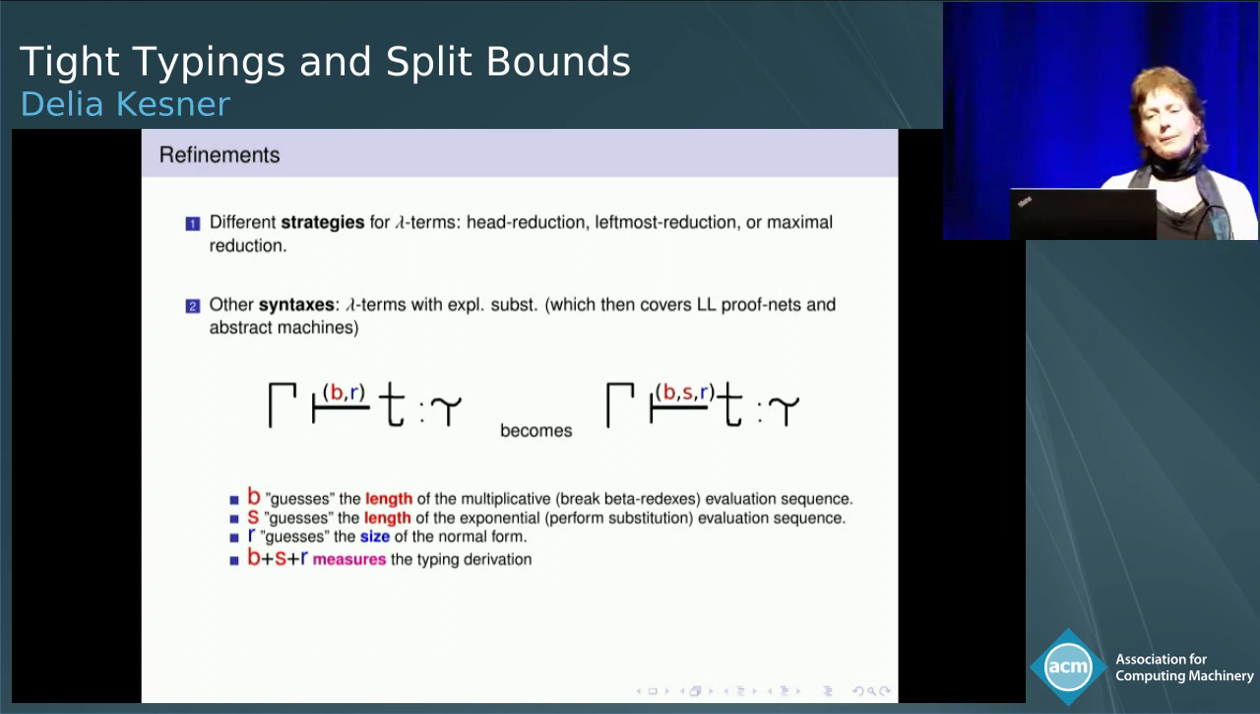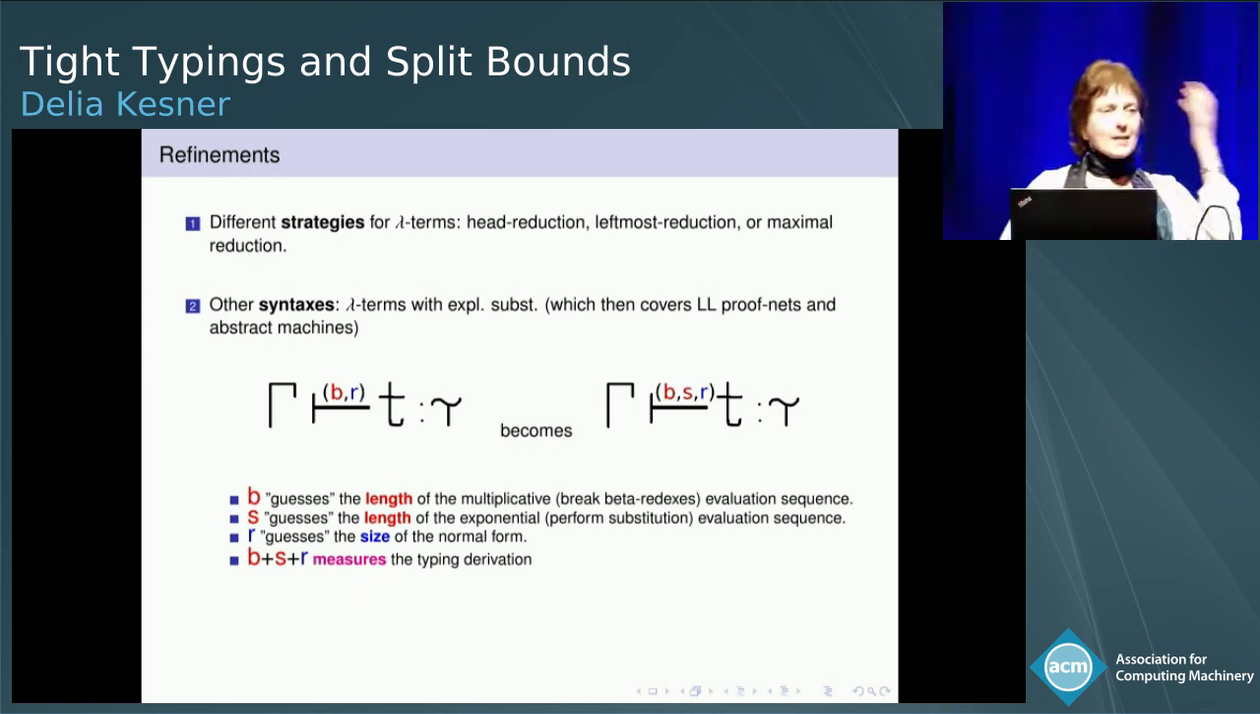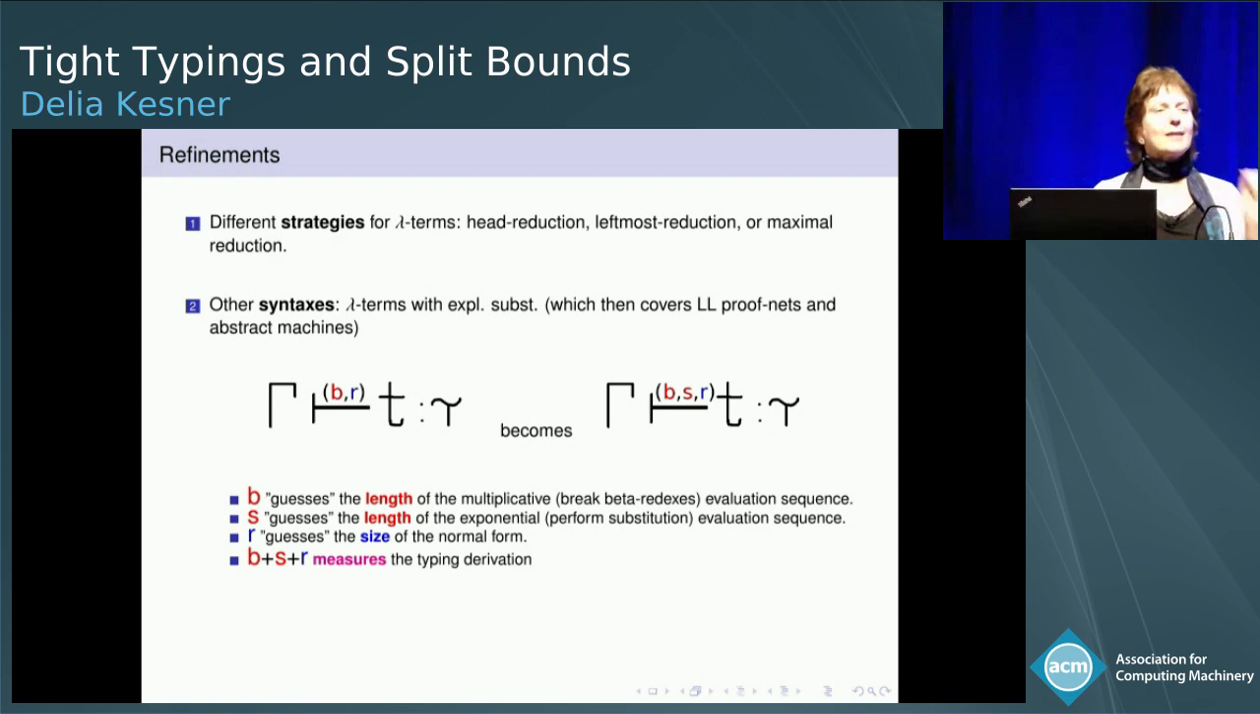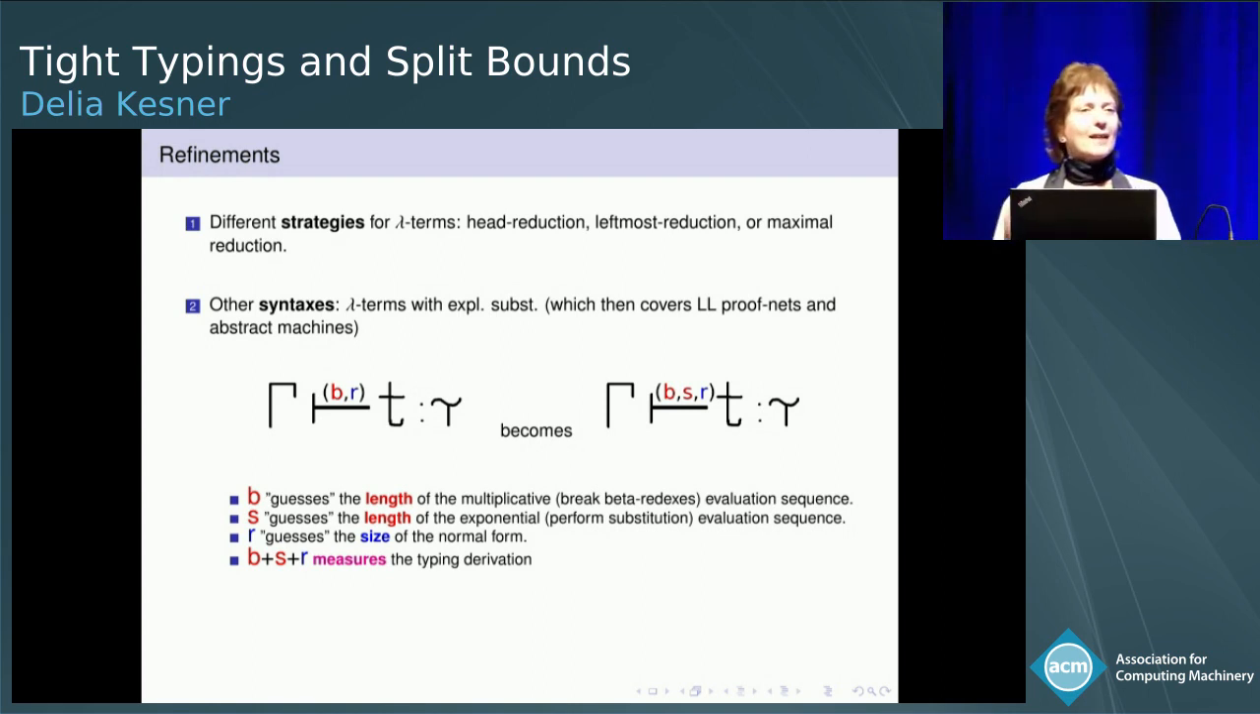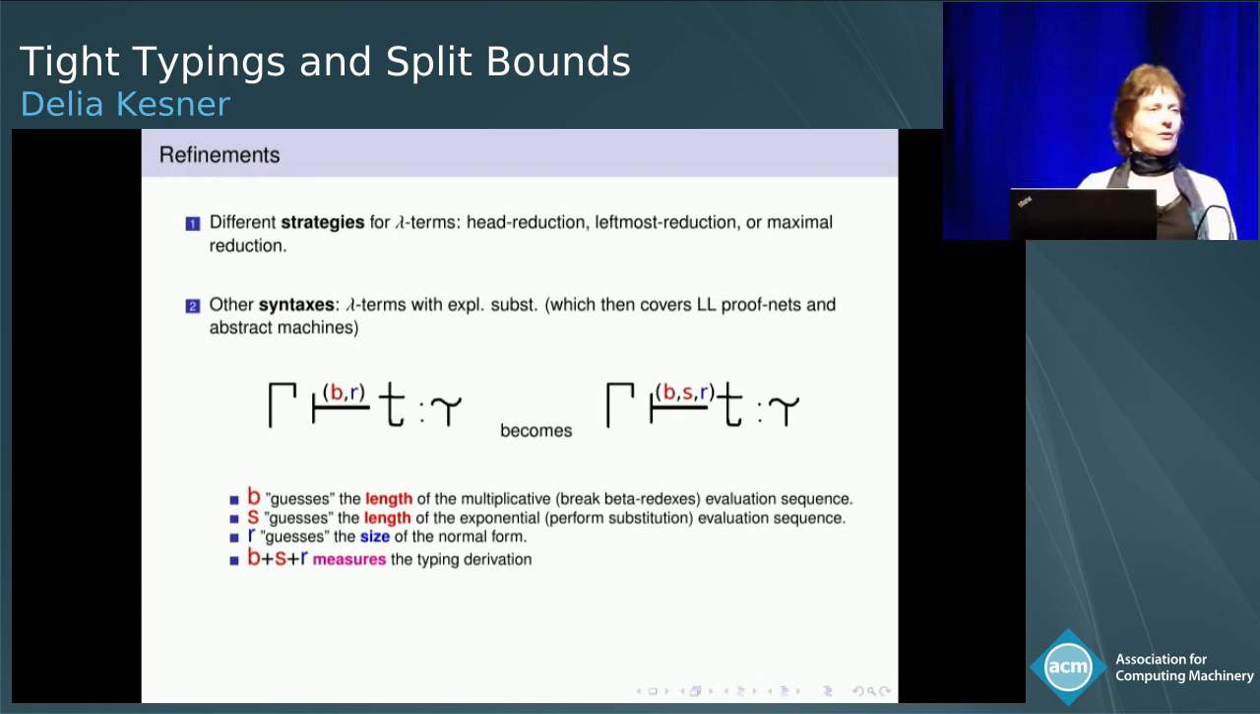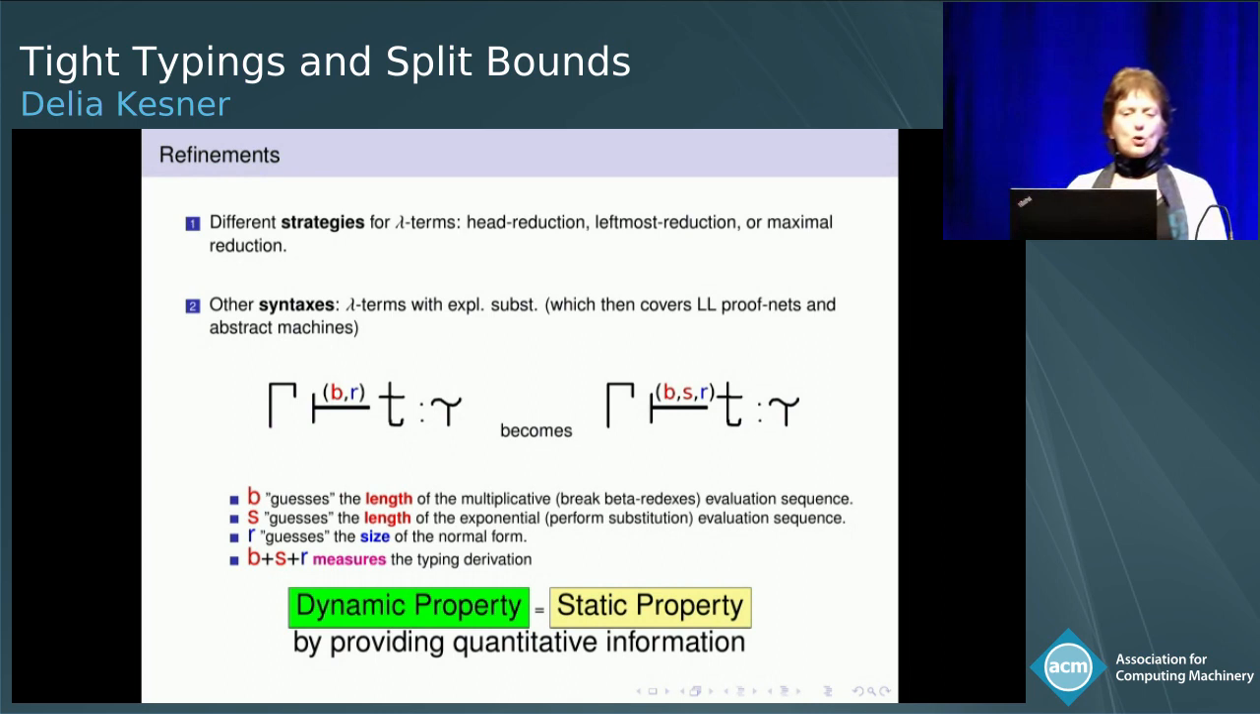So, for example, in the case of lambda terms with explicit substitutions, we have 3 counters. The first one counts, or guesses, if you want, the length of the multiplicative steps to normal form. Multiplicative steps are those that break the beta redexes. But we can also count separately the number of steps which perform substitution. And of course, we also have a counter for the size of the normal form, and the sum of all the counters is always equal to the complexity of the typing derivation. So once again, this is a way to capture a dynamic property by using a static tool.